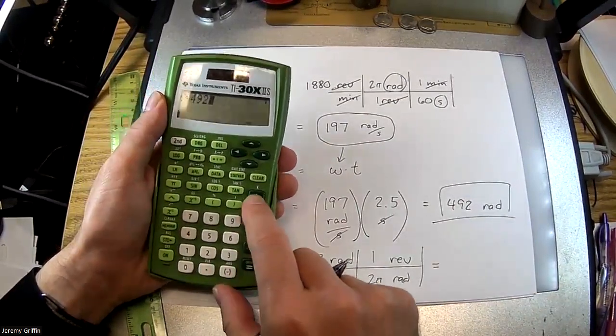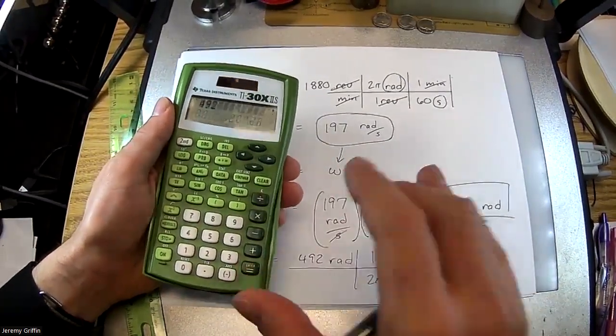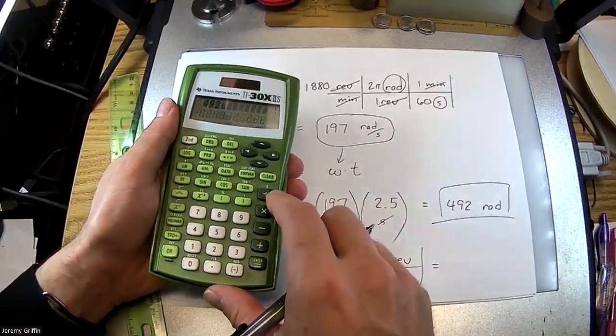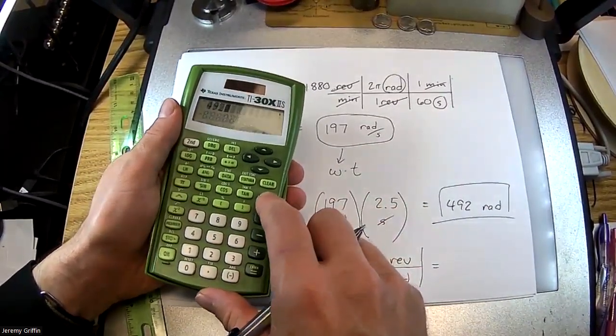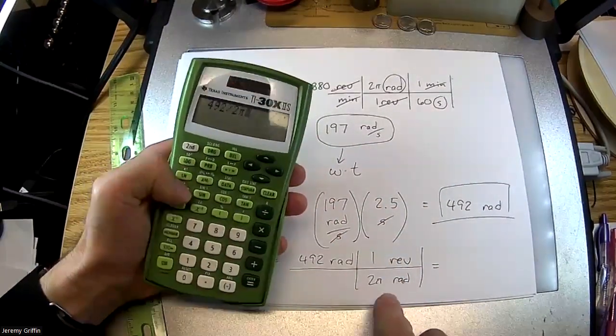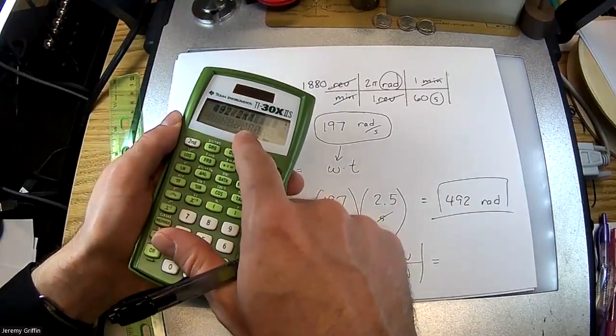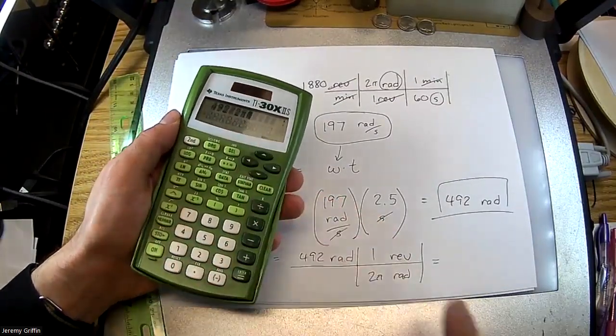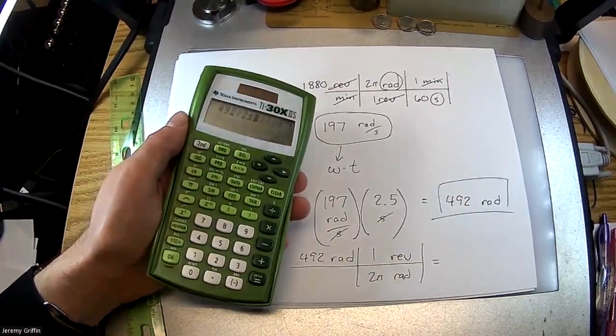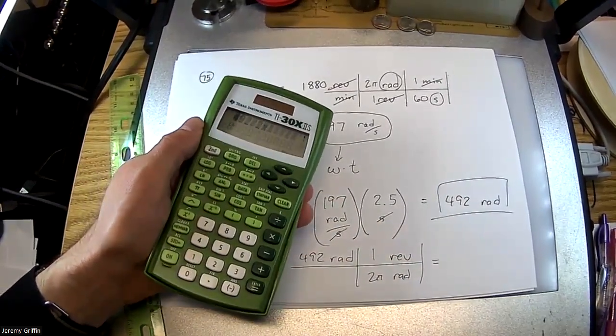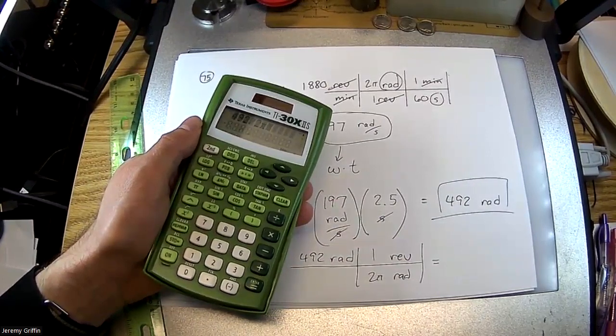492. Let me type something that's incorrect in the calculator, because I still see a number of students doing something like this. If I divide by 2 pi, so take my 492 radians, divide by 2 pi, the way I typed it in my calculator, I'm going to get the wrong answer. Guys, what's wrong with the way I just typed that?